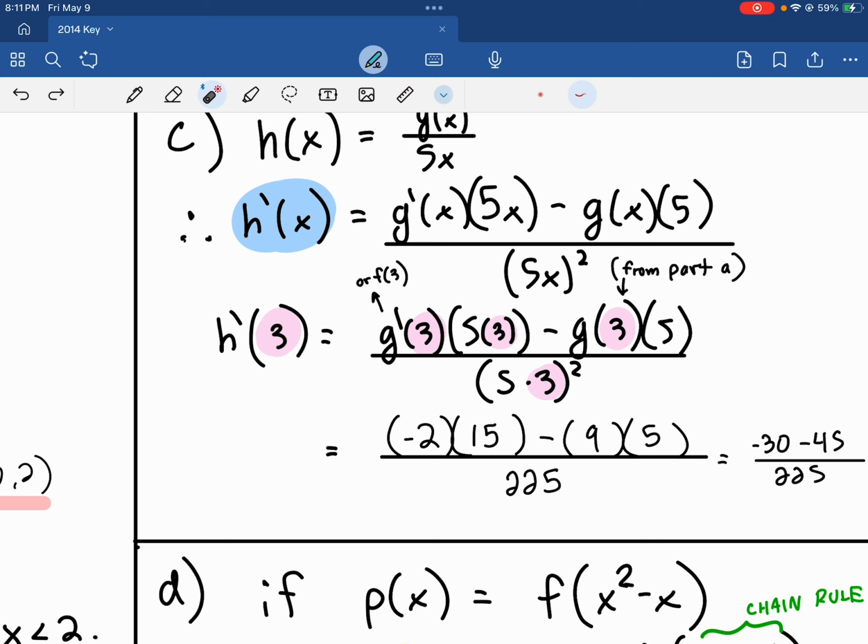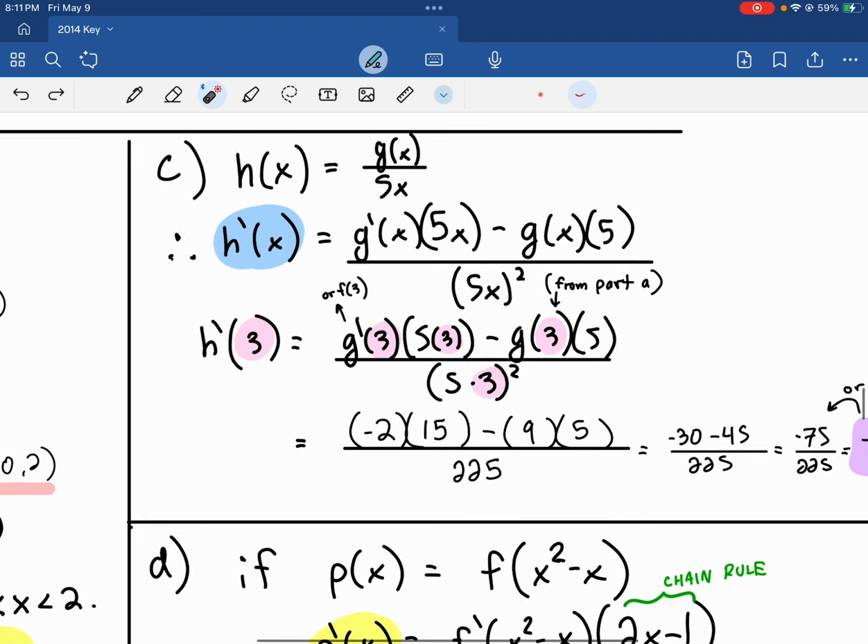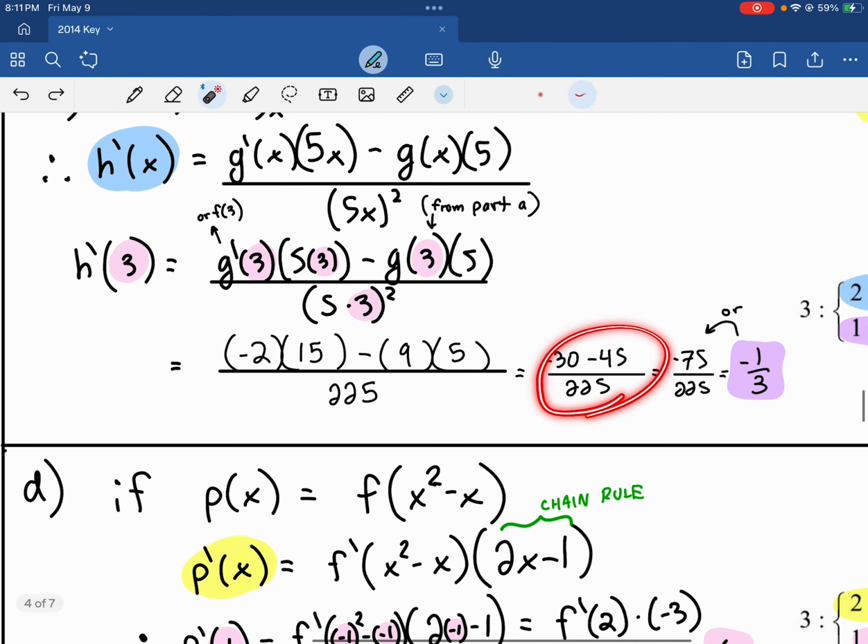G of 3 is actually something we found in part A. It comes out to 9. 5 is 5. If I plug a 3 in the denominator, I get 15 times 15. You can do napkin math to the side to get 225, or maybe you leave this as 15 times 15, because eventually I'm going to have to simplify a little bit.